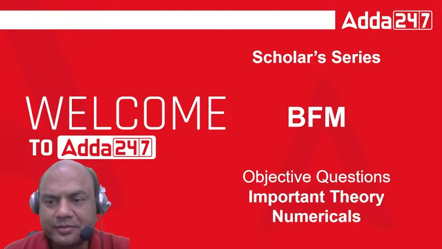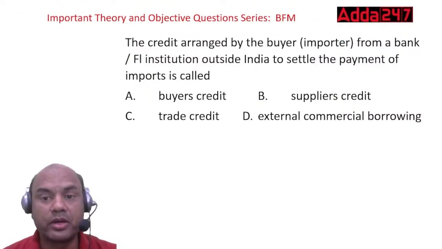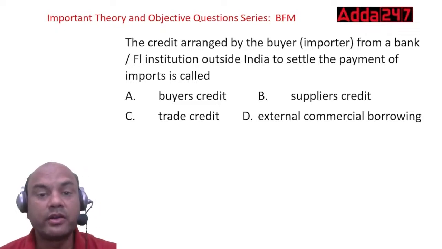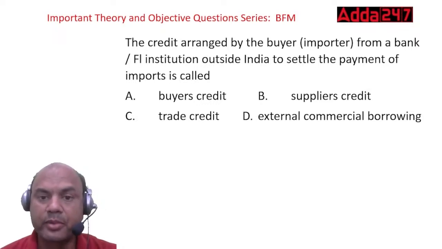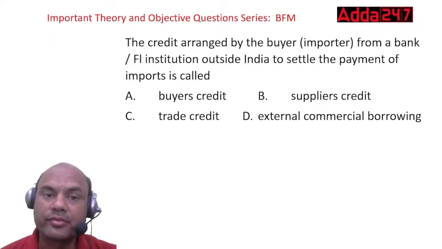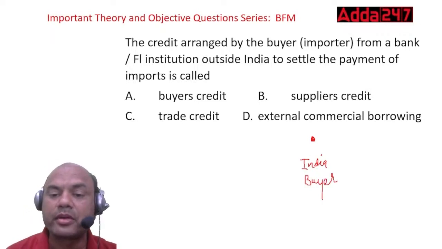Okay, let's start. First question: the credit arranged by the buyer, importer, from a bank or financial institution outside India to settle the payment of imports is called as. Now understand this question properly. The credit arranged by the buyer from a bank outside India. So buyer from a bank outside India means what? These are important points. This buyer is from India.